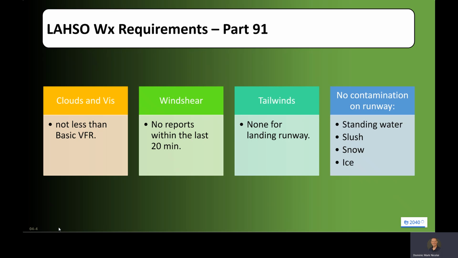Then we look at anything that might cause the aircraft to either fly faster or have difficulty decelerating. Right? So factors such as wind shear.